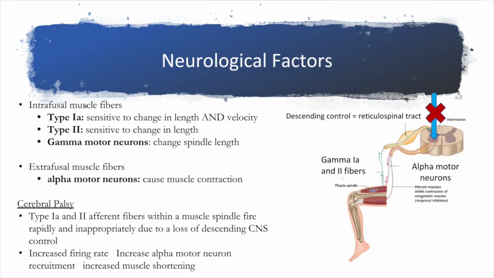In children with cerebral palsy, there is a loss of descending control that can modulate this reflex pathway. Without connection to the reticulospinal tract, the type 1A and type 2 afferent fibers become more sensitive to stretch and fire rapidly and unnecessarily. This causes an increased recruitment of alpha motor neurons that will contract the muscle in an inappropriate amount.